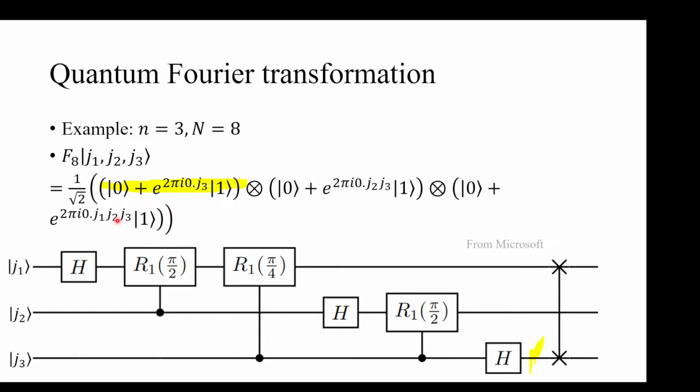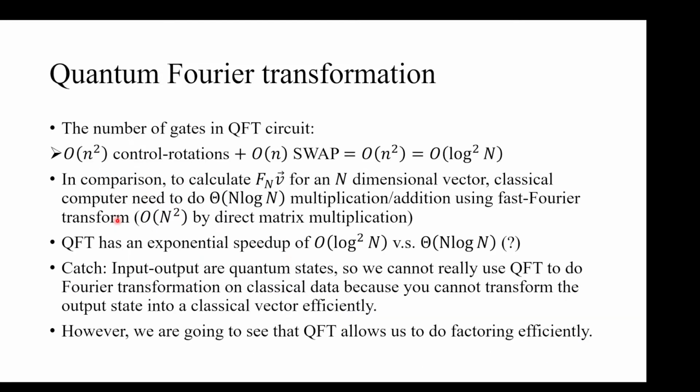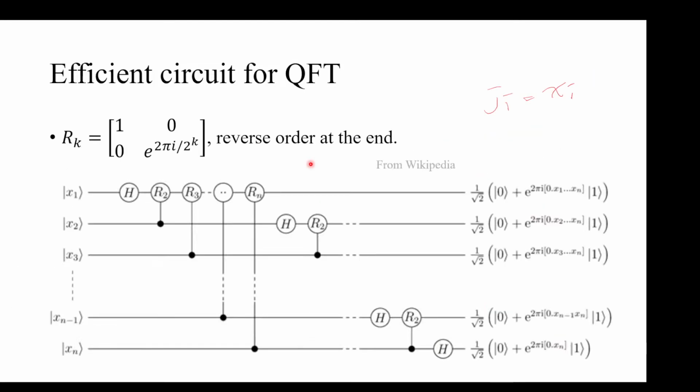And finally, let's do a little bit of counting. How many gates do we have in our QFT circuit? We have order n squared controlled rotations plus order n swap gates. Let's count a little more carefully. For the Hadamard and controlled rotations, we have n on the first qubit and n minus 1 on the second qubit, all the way to 1 on the last qubit. So the total is 1 plus all the way to n, which is about order n squared.